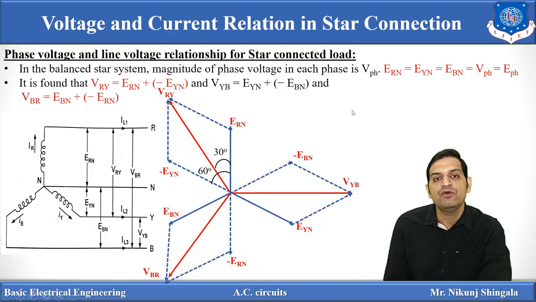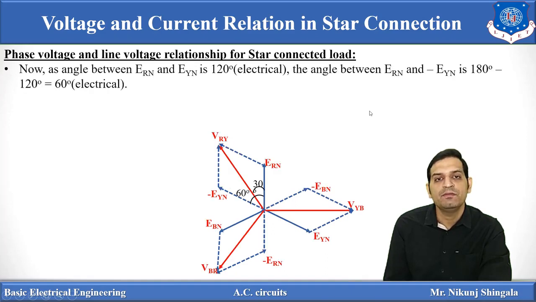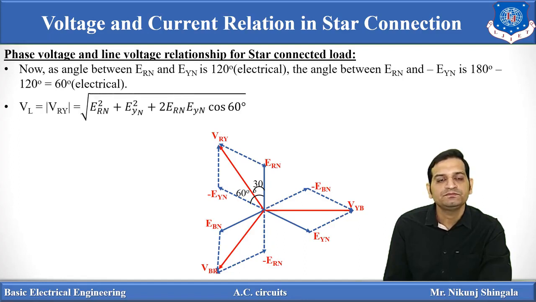Now finding out the value of V_RY using the parallelogram method. As I told you, the angle between E_RN and E_YN is 120 degrees, and the other angle between E_RN and E_YN will be 180 minus 120, that is 60 degrees. So the value of line voltage V_L, that is the magnitude of V_RY, can be found using the parallelogram method. That will be the square root of the squares of two sides, E_RN square plus E_YN square plus 2 E_RN E_YN cos 60.